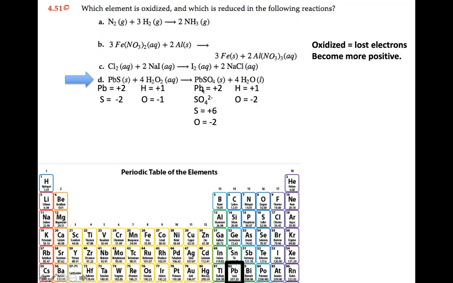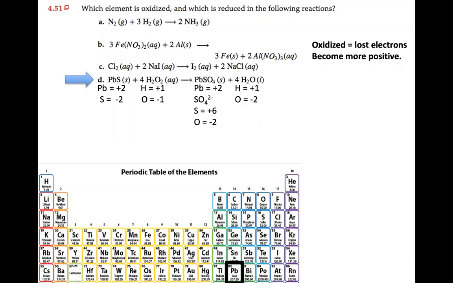When I look within the products over here, in the lead sulfate, lead is +2. If I look in the overall sulfate, oxygen is -2, so that makes sulfur +6. And then the quickest one probably is in the H2O, hydrogen's +1, oxygen's -2. Once I have all this, I think we can then do the assignment.